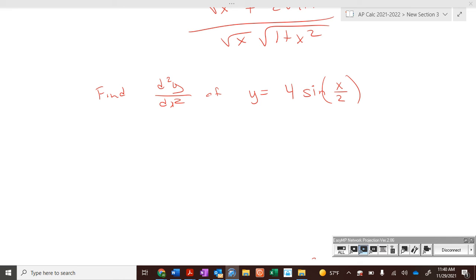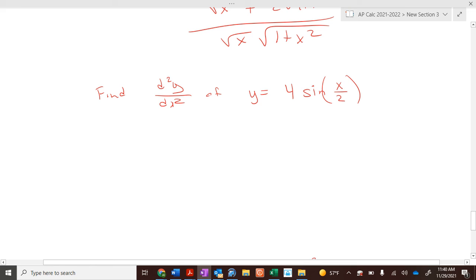You should just. Here we go. Find the second derivative of this bad boy. Second derivative of this: 4 cosine. There you go. I hear some right answers.